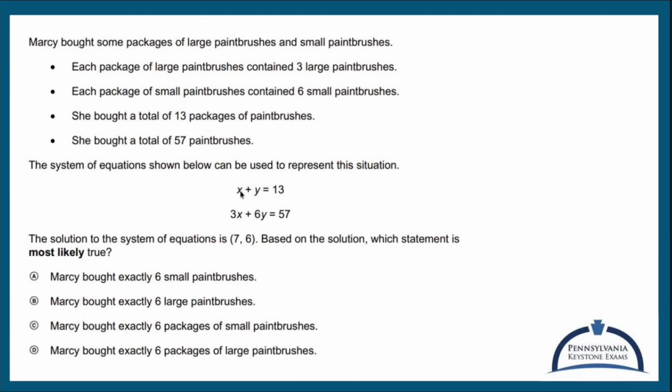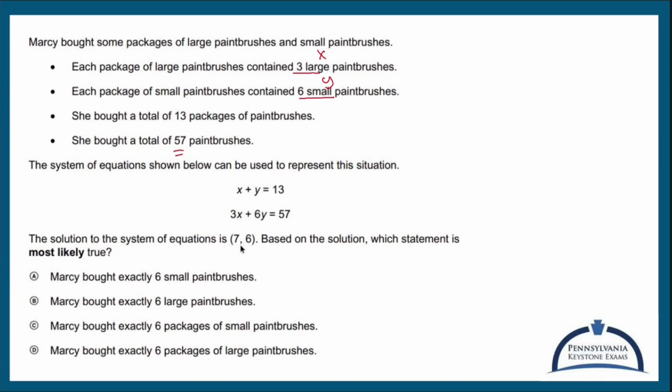So X is going to be what looks like large paintbrushes because you have the 3 matched up on the other one. Y is going to be small paintbrushes, so let's write that out. Based off of what we have, the total amount of packages, so large plus small is 13 packages. Great. The large paintbrushes come in packs of 3. That's why I'm saying that the large is going to be X and the small is going to be Y, because 3 is attached to the X and the 6 is attached to the Y. And you get 57 paintbrushes when all is said and done.